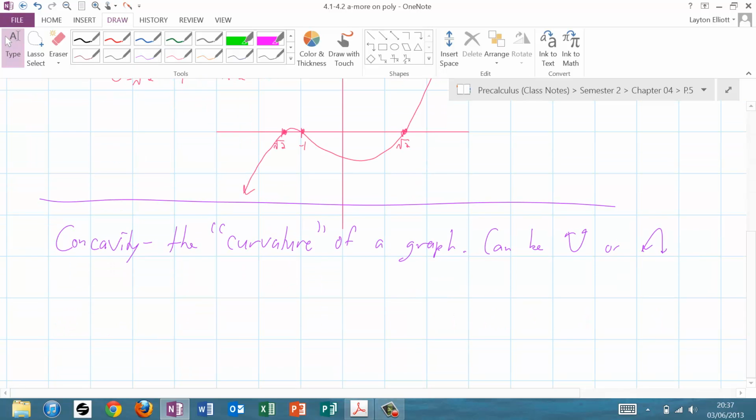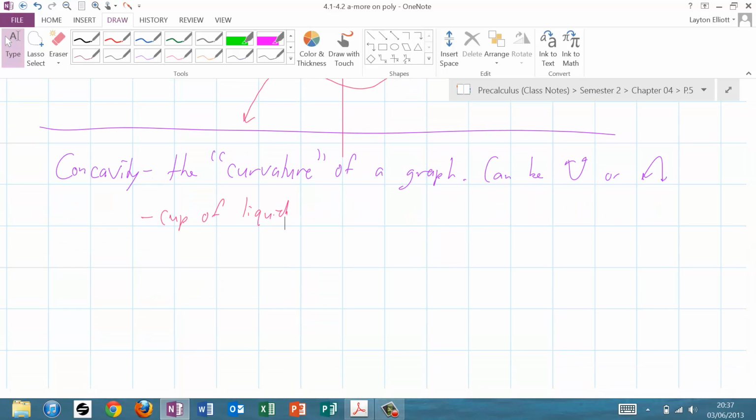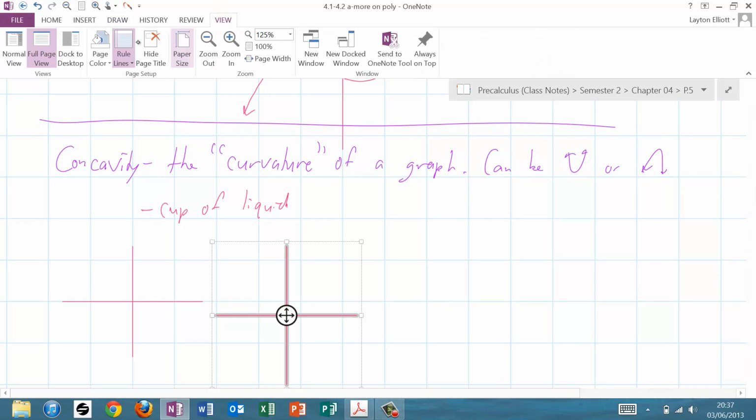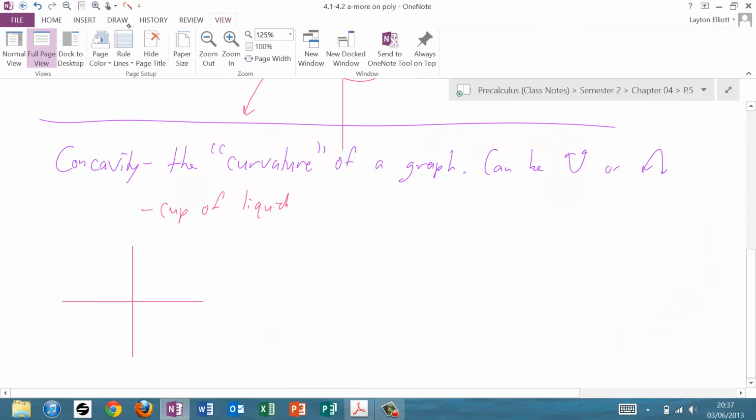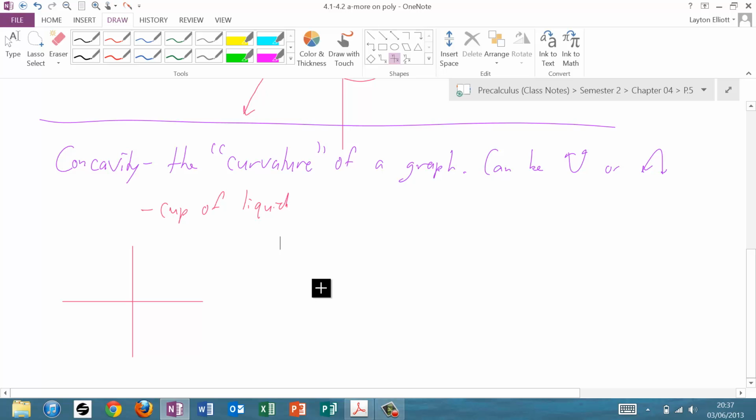So when I think about concavity, I think about a cup of liquid. And if I complete the graph, is liquid emptying or is it liquid filling? Here's what I mean by this. Let me show you 4 examples. So we're going to draw 4 grids kind of across each other. I'm going to turn off the graph paper because I don't necessarily want that right now.